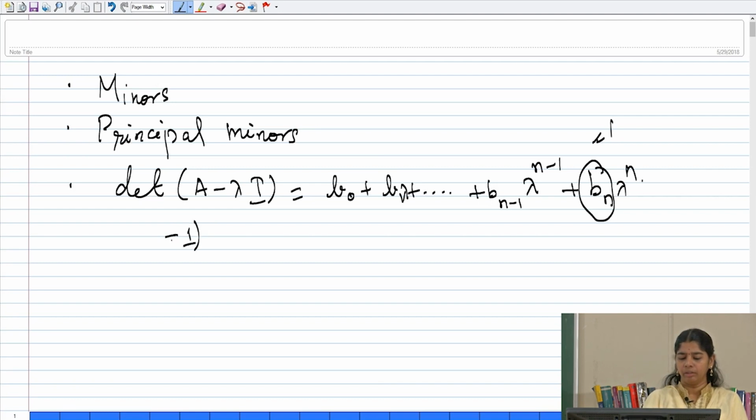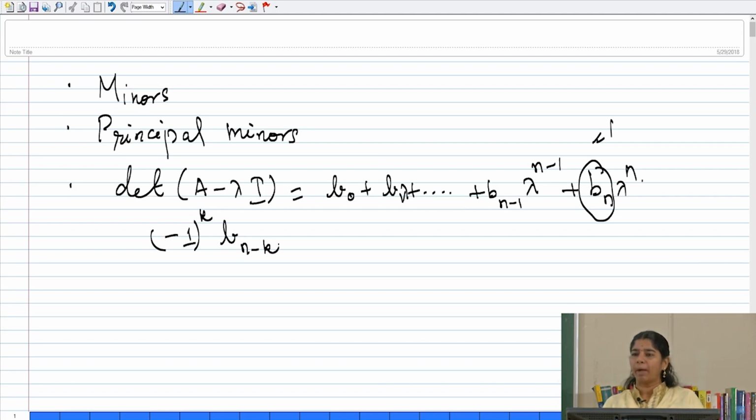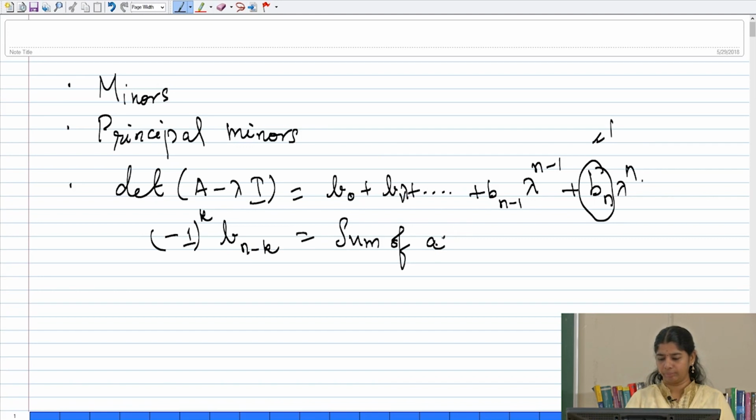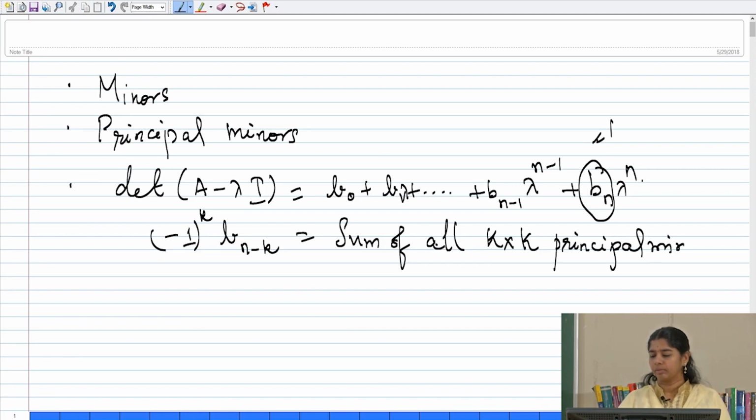One result that we can think about is this: the coefficient minus 1 to the power k into Bn minus k, the n minus k coefficient, is nothing but the sum of all k by k principal minors, of order k. This much we have seen already yesterday, so I am just quickly covering this part. In this direction we also saw that Bn minus 1 is going to be related to the sum of all 1 by 1 principal minors.